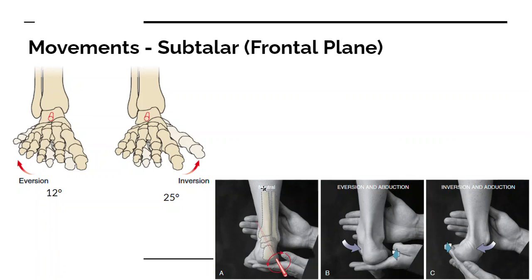So again, it's the joint below the talus, and you have what we call eversion, which is abduction. So the sole of your foot is pointing out, and you have inversion, which is adduction, with the sole of your foot pointing in. I find it easier to do with both feet. So soles in is inversion, soles out is eversion.